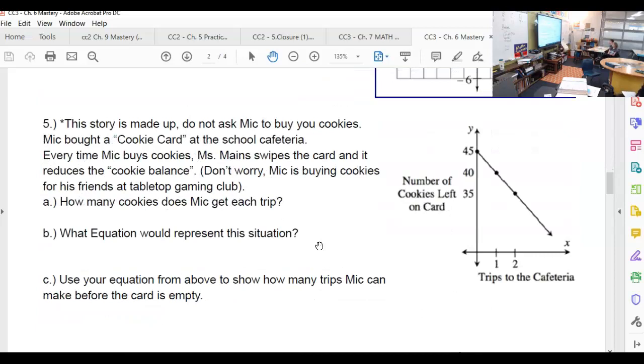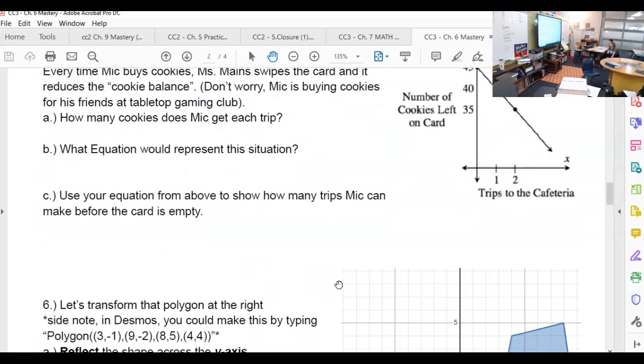Mick gets a cookie card at the cafeteria. Sorry, Mick, I didn't ask you if I could put you in the test. But don't worry, Mick is not just buying cookies for himself. He's buying cookies for his whole game group that meets up at lunch. So how many cookies is Mick buying each time? How do we write that as an equation? How do we get Mick to buy us cookies?